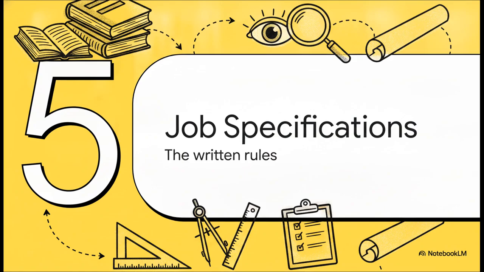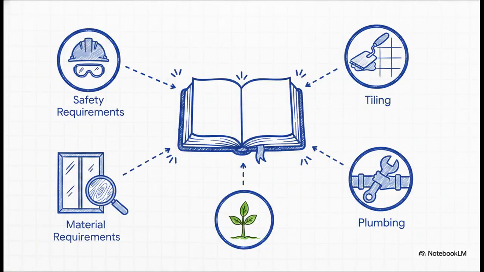Finally, Section 5, Understanding Job Specifications. Let's talk about the written rules. Like we mentioned earlier, specs are the nitty-gritty written details. They're usually broken down section by section based on the trade. So, carpentry, plumbing, tiling, whatever.